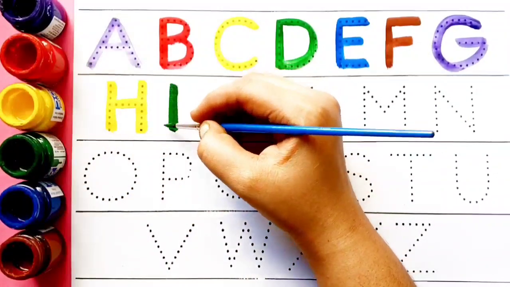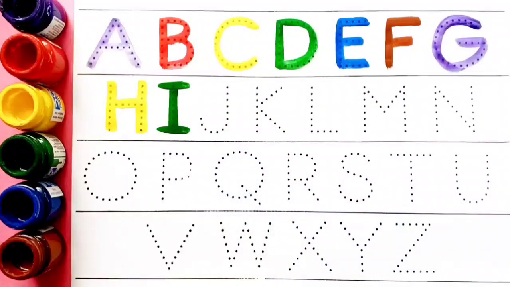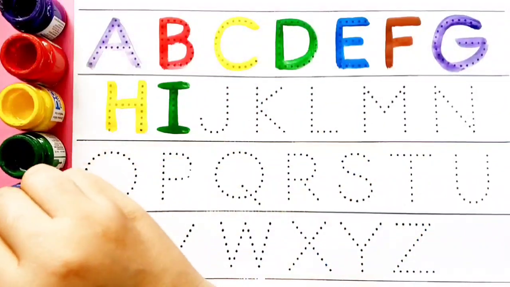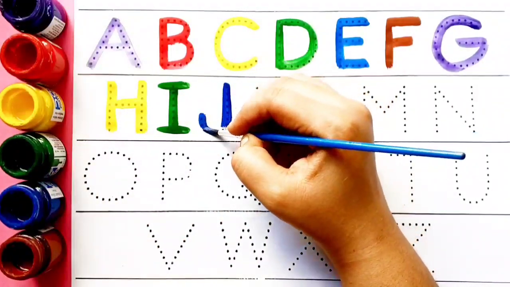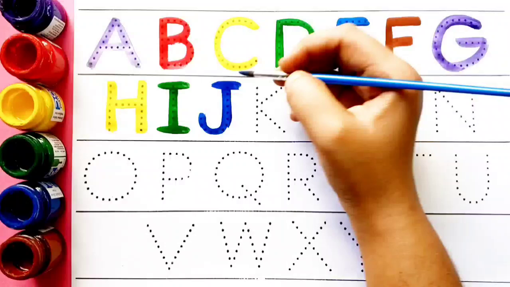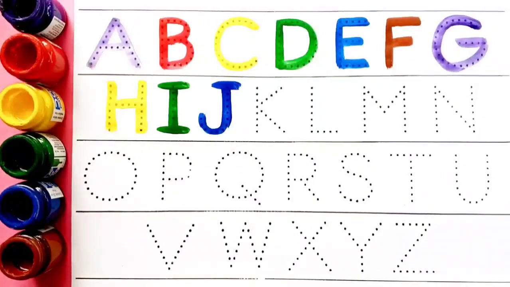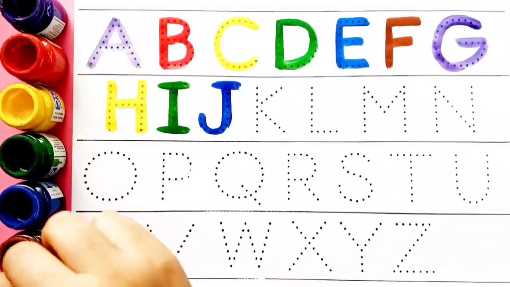Green color. I. I for igloo. Blue color. J. J for joker.